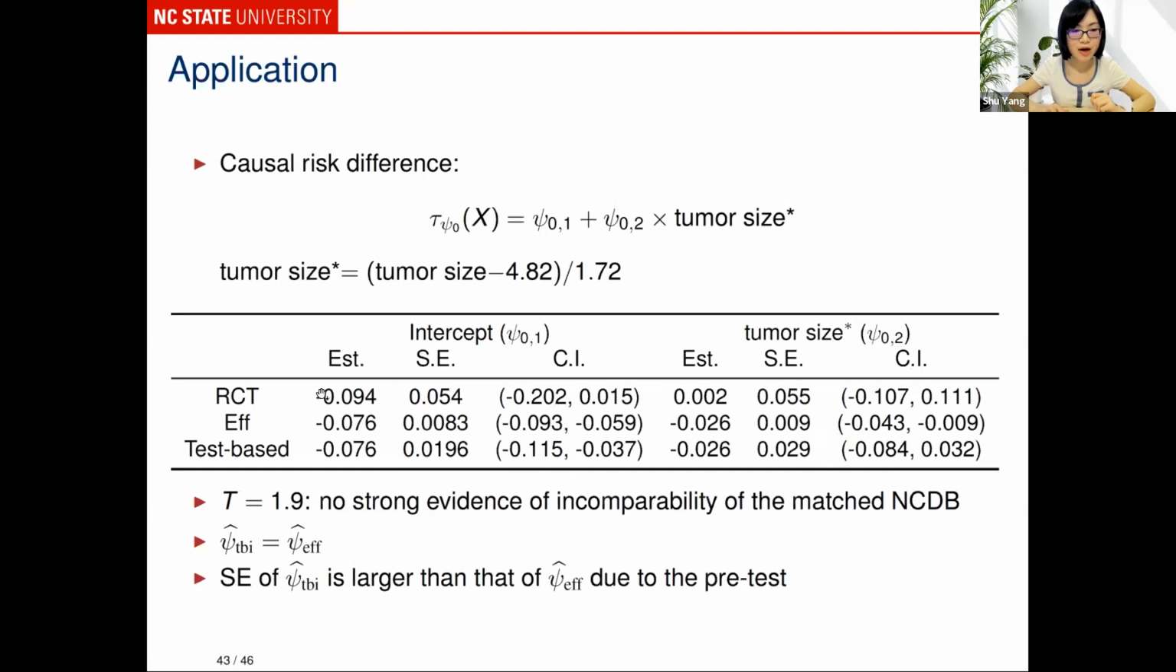You can see for the RCT analysis, due to limited sample size, the confidence interval is very large. The efficient estimator borrows strength from RWD, so you can see a lot of improvement in standard error, but it does not test whether RWD is compatible or not. In our TBI estimator, we did this testing, and T is 1.9. So there's no strong evidence of incompatibility of the matched RWD sample. Therefore, the TBI estimator is essentially the same as the efficient estimator in point estimation, but our standard error is larger because we have pre-testing. We take that into account.